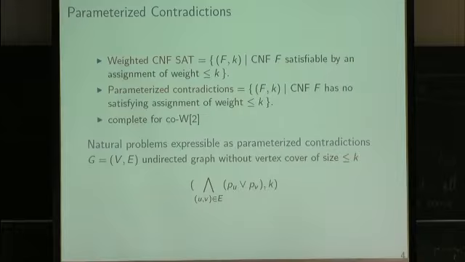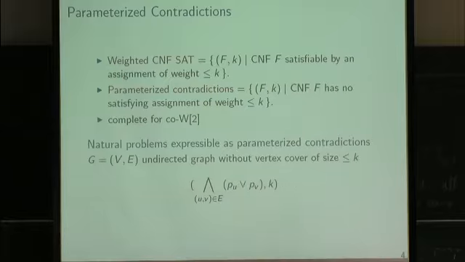And Stefan was also mentioning this, that from the weighted CNF SAT we can come to parameterized contradictions, where we now have formulas in CNF and ask if they don't have satisfying assignments of weight k. Then this leads to a problem which is complete for co-W[2], and here's in fact another problem that can be very naturally expressed in this framework.